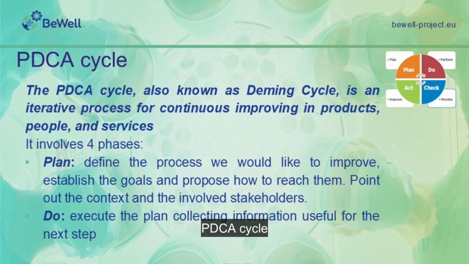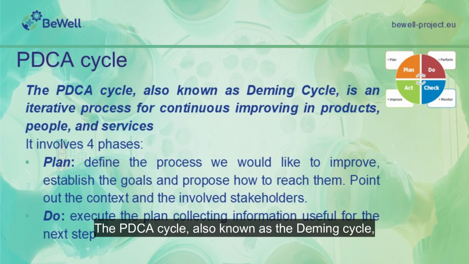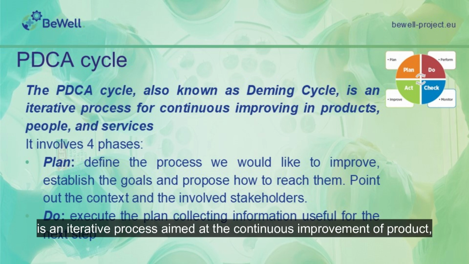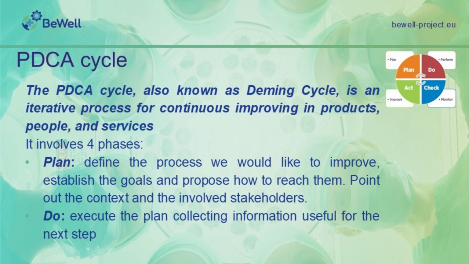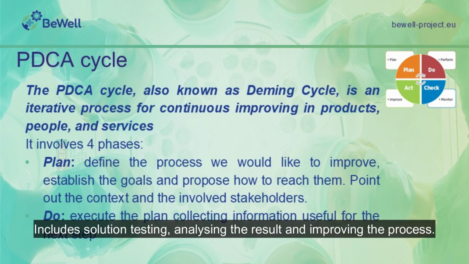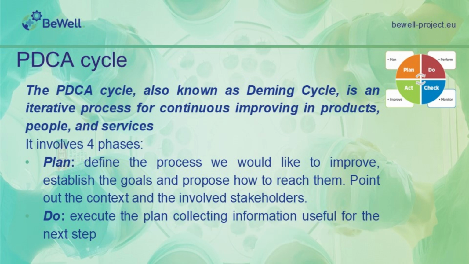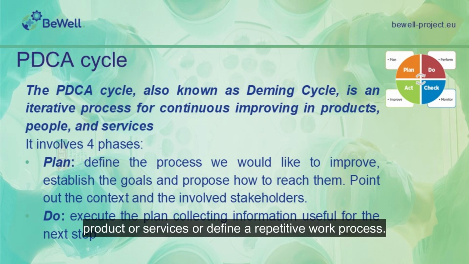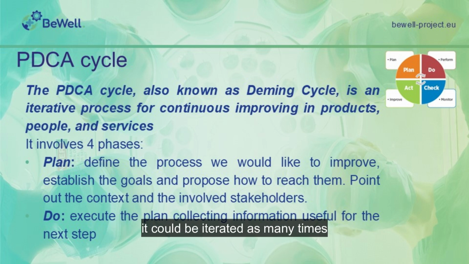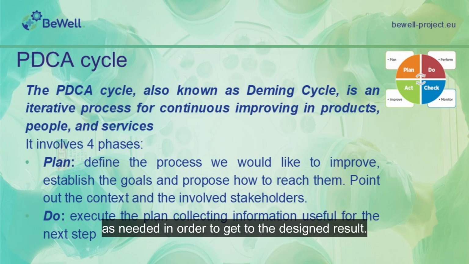PDCA cycle. The PDCA cycle, also known as the Deming cycle, is an iterative process aimed at the continuous improvement of products, services, and people. It includes solution testing, analyzing the result and improving the process. We can use it whenever we need to start a new project or to improve the design of an already existing process, product or service, or define a repetitive work process. It is important to point out that being a cycle, it could be iterated as many times as needed in order to get to the desired result.